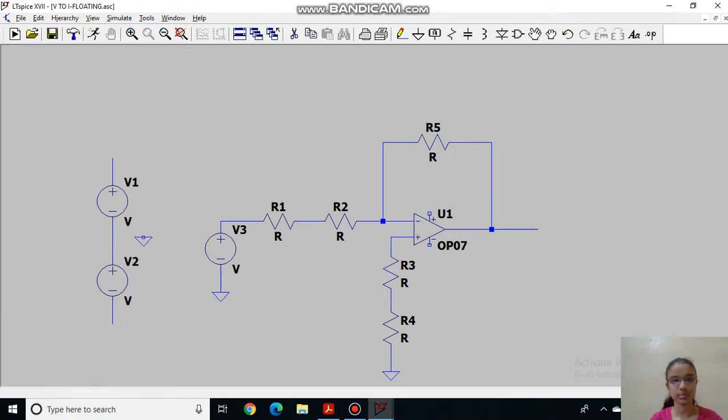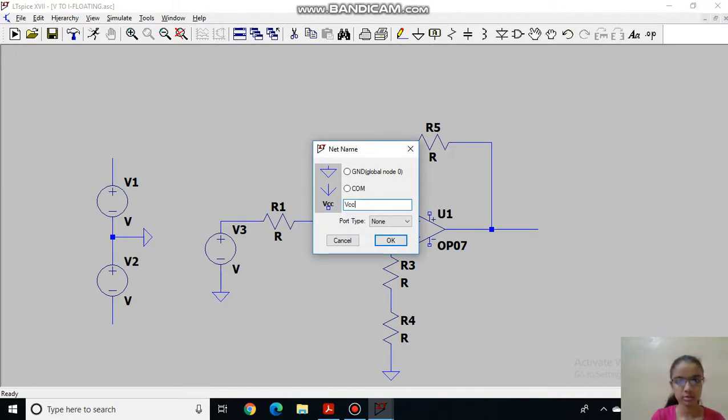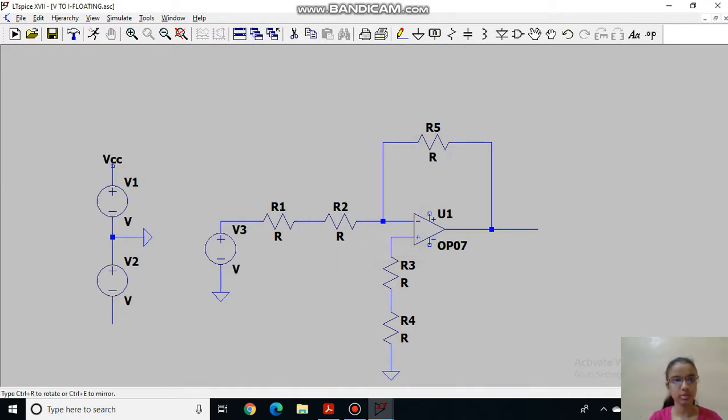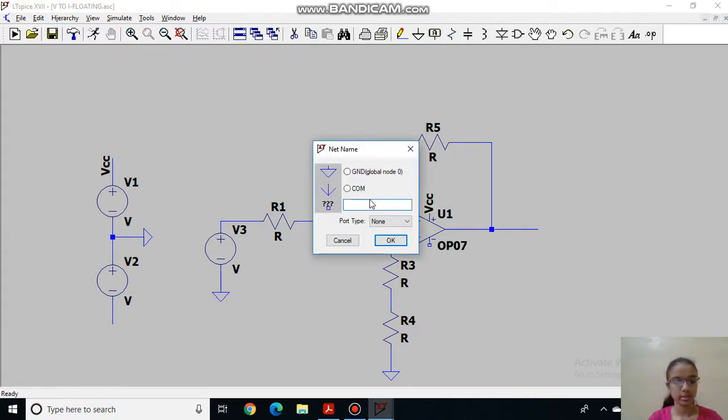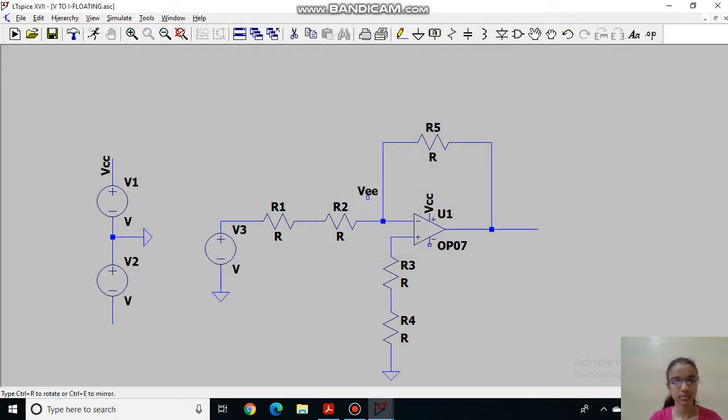So now I will put a label VCC to this supply here and to this IC. Negative supply VEE to the source and another to the op-amp pin. Now Vout.